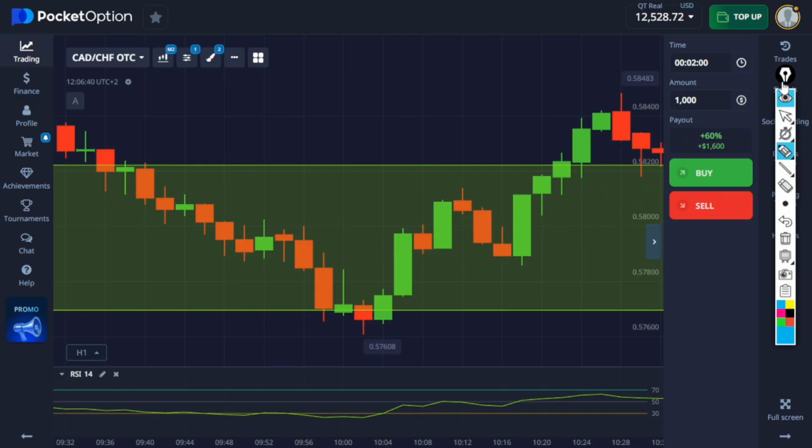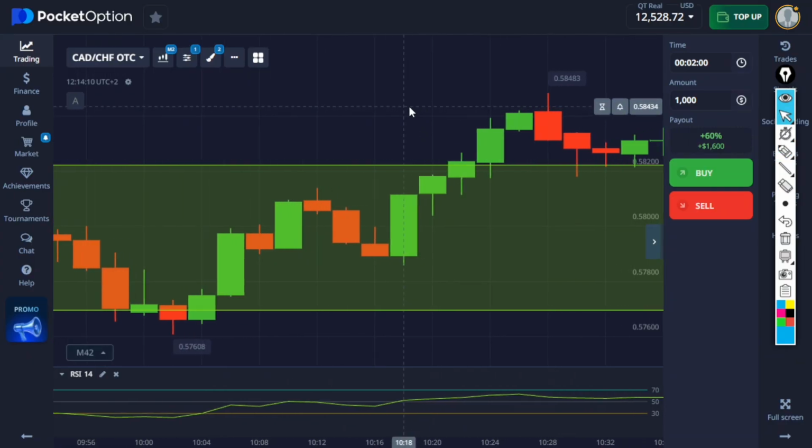Now, had you opened an 8 to 10 minute buy position, the trade would have closed on one of these two candles here, which would have been a loss. So in this situation, it was a 50-50, and that's not bad if I'm being honest. Sometimes you're going to make the right call, sometimes you're going to make the wrong call.